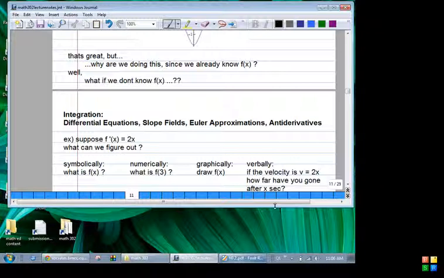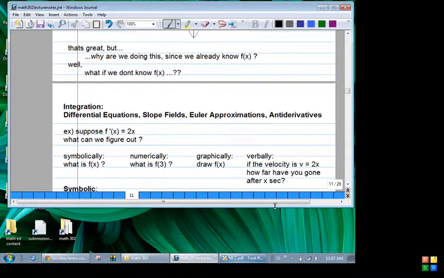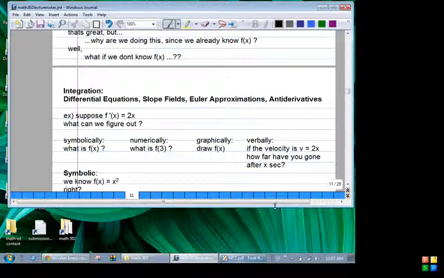Suppose that you know the velocity is the function 2x. Then how far have you gone, or what's your distance or position after x seconds? Okay. So I just want you to realize for a second that all these questions are more or less the same question, just being asked in slightly different ways in slightly different contexts. Okay. So the first one we're going to talk about is symbolically.